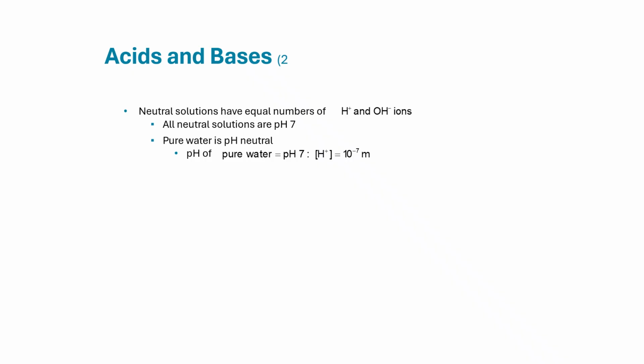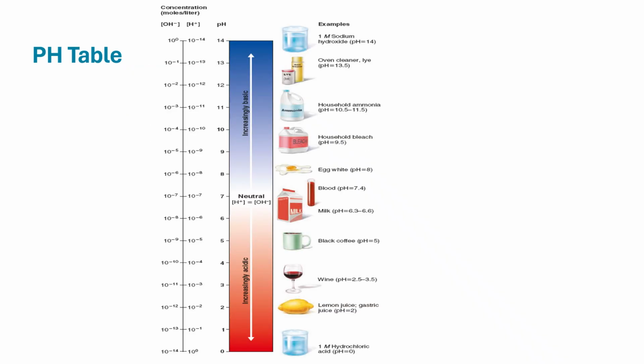Then we have neutral. Neutral has equal numbers of hydrogen and OH ions. It's always going to be around 7, and pure water is pH neutral. Here is the pH scale. As we said, neutral is going to be around pH 7. These are things like milk, blood, and water, right in there.